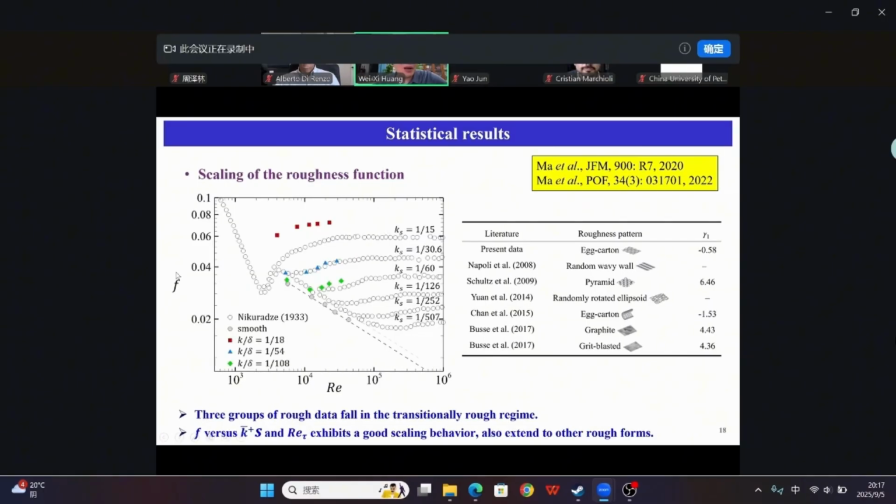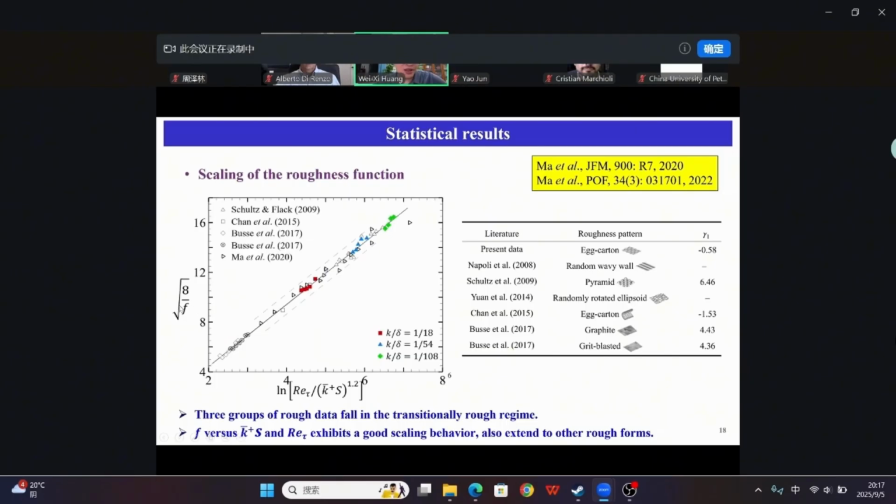And people may be more concerned with the skin friction. So this is the classical Nikuradse curve. So here are our cases. We also find a good scaling for the skin friction with this scaling parameter. So for the different cases, including the reference data, all show very good scaling. So this can be used for the prediction of the skin friction of the rough wall.